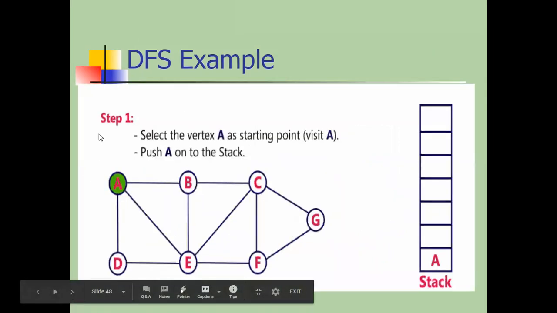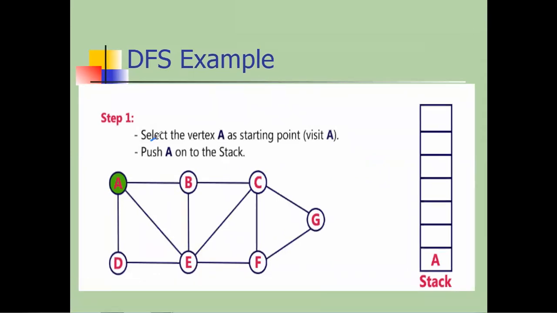So what is step 1? Just concentrate on step 1 here. Step 1, select the vertex A as a starting point and visit A. Now select vertex A, just check here, the dark green filled circle, the node is A. We have selected A, it is visited, which means we have to put it into the stack.